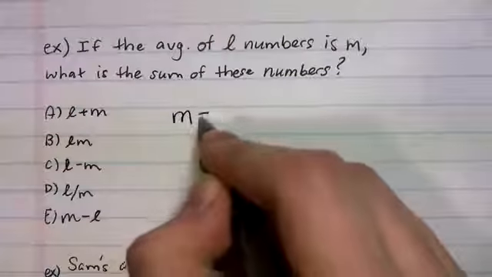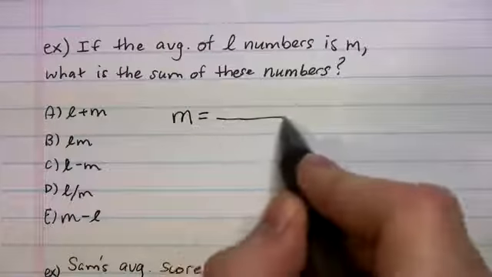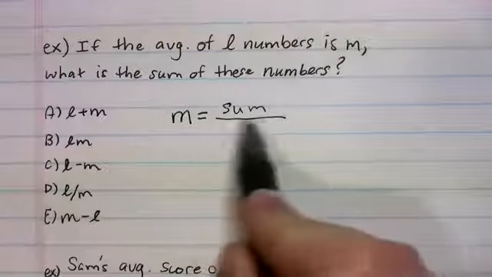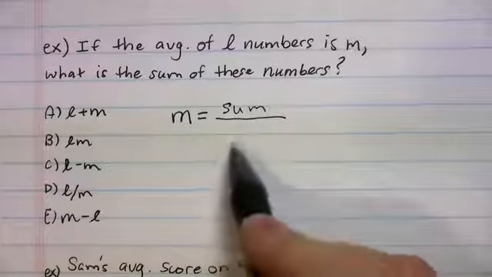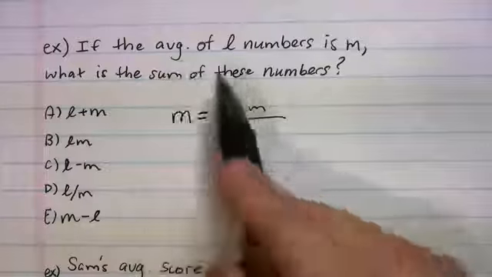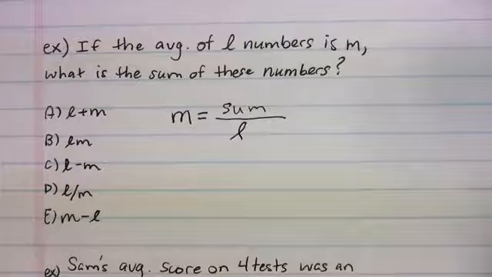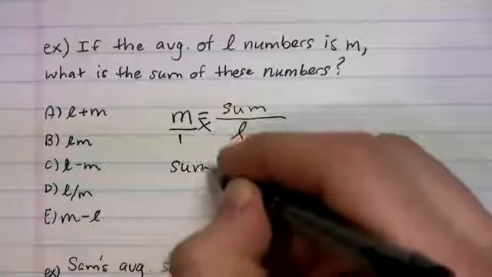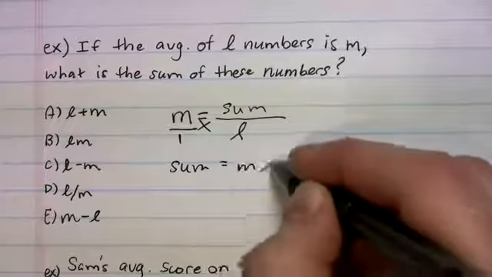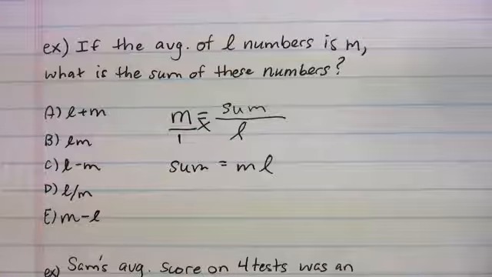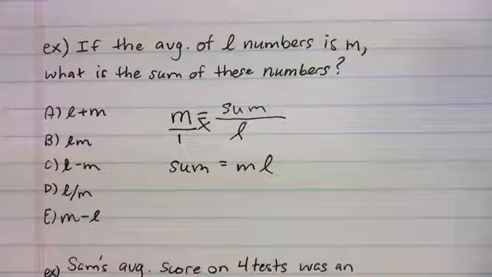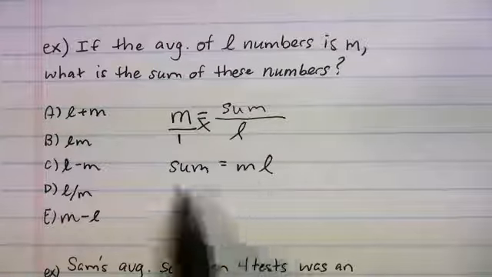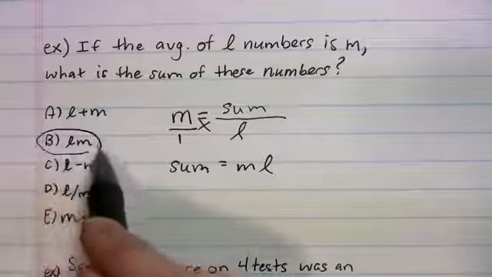So here's my average. That's equal to the sum, and I can just write sum in there. I'm adding all the things up, so that's the sum, divided by, well, how many numbers do we have? It says L. We have L numbers. So now I can put that over 1 and cross multiply. So my sum is equal to M times L. And that's it, you're done. A nice algebraic way to get a more difficult problem done fast. So my sum is equal to ML, choice B.